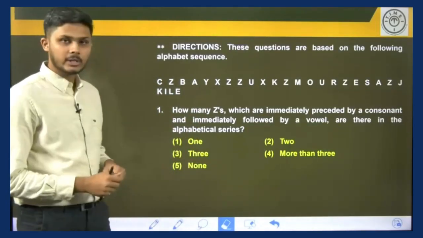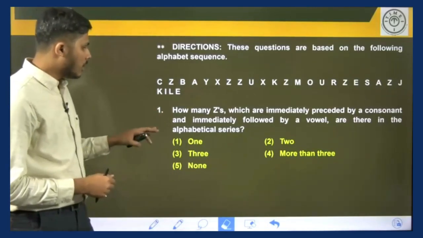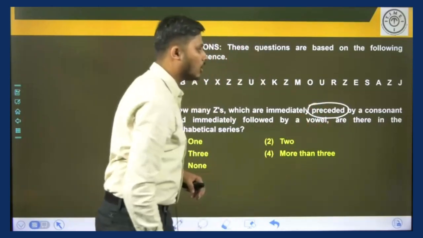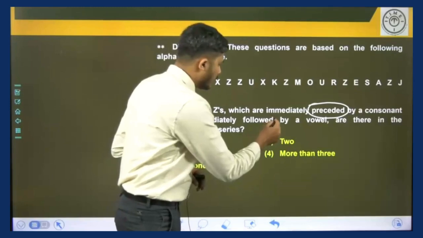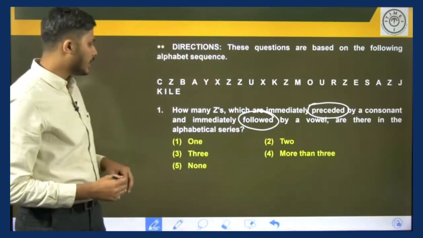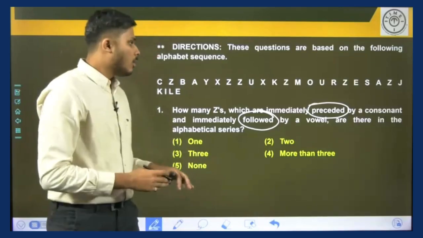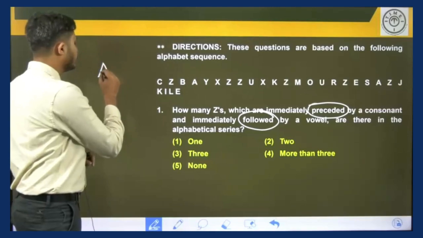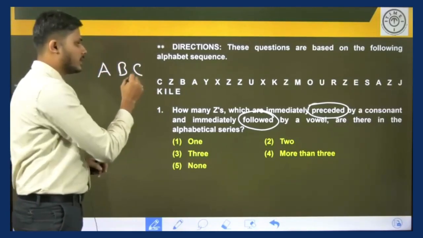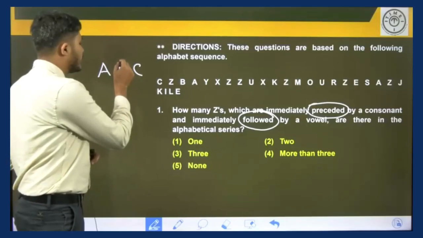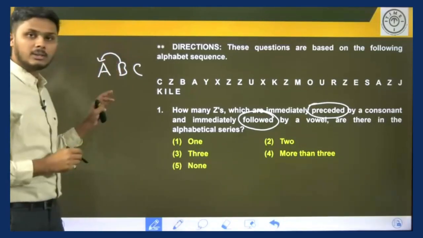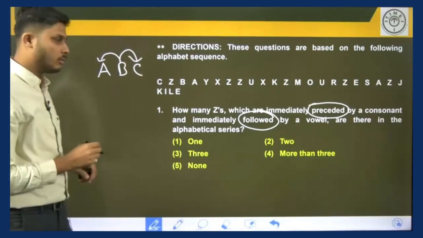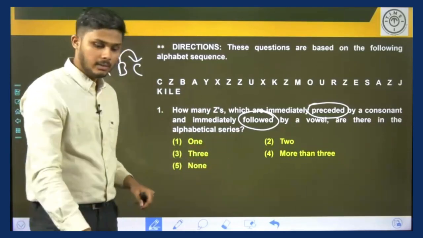So now let's look into the questions. The first question: how many Z's which are immediately preceded by a consonant and immediately followed by a vowel are there in the alphabetical series? What do preceded and followed mean? Let's take an example: A, B and C. Here the one which is immediately behind B is called preceded, and the one which is immediately next to B is called followed. So we have to remember this while solving this question.